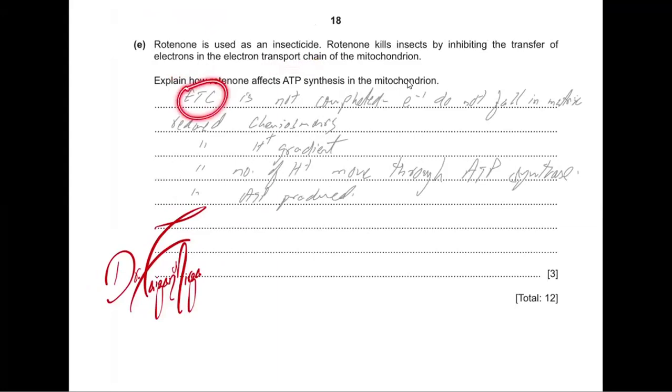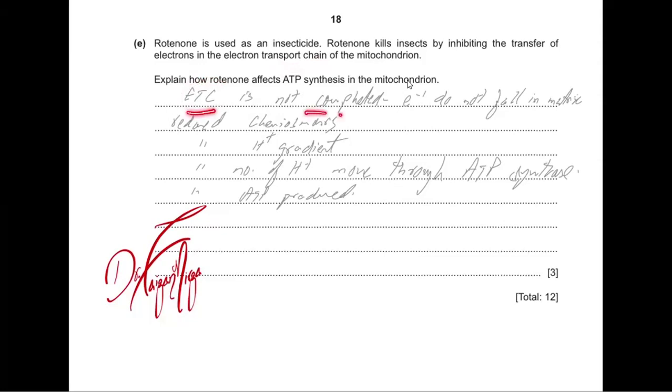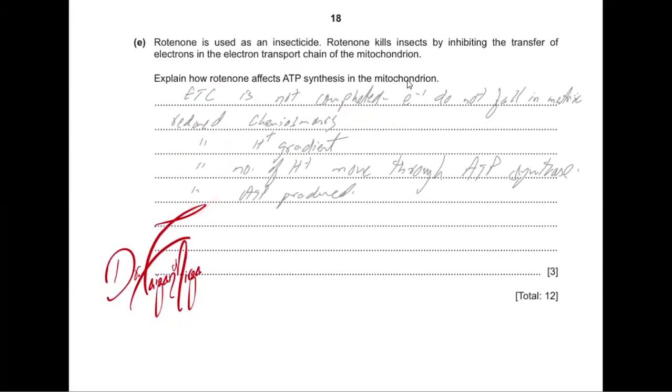If the electron transport chain is being compromised, so it is not getting completed, electrons will not fall into the matrix eventually. Plus we can expect that there will be a lesser quantity of all these things, where there will be reduced chemiosmosis occurring. There will be less proton gradient being established. A lower number of protons will move through ATP synthase, because less H plus gradient is there, so less H plus will move into the matrix, and then eventually less ATP will be produced.